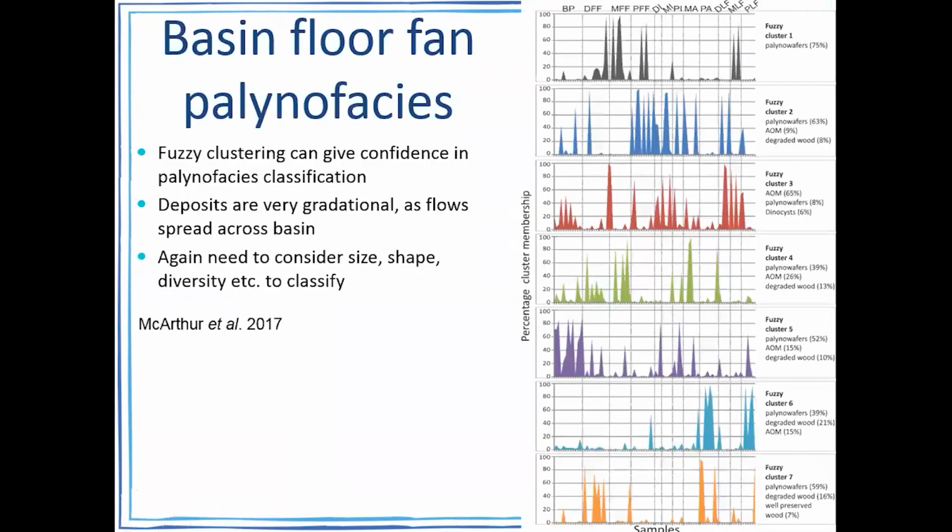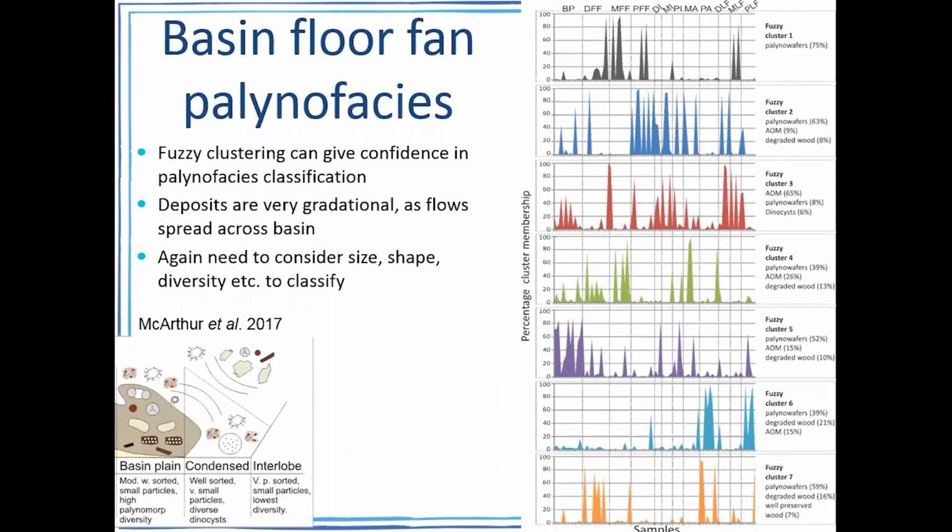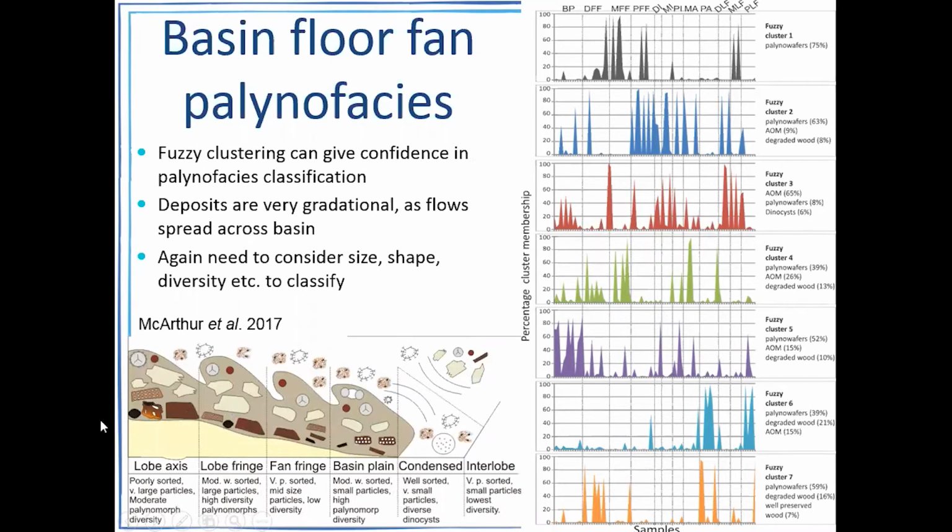So in this case, again, it was particularly important to use this fuzzy clustering technique to try and give us some insights and some confidence in the use of this classification scheme. And again, we can see the various proportions of the types of organic matter in the different clusters give us some confidence that we can use this system to classify the different depositional environments based upon their organic content, and develop a model for the type of organic matter that you might expect to see in the different environments as flows ran out across that basin plain.